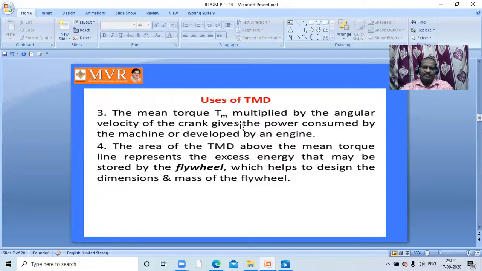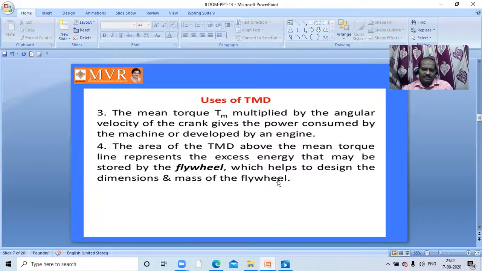How to calculate the torque? We will see that in this class only. The area of the TMD gives the mean torque. The line represents the excess energy that may be stored by the flywheel, which helps to design the dimensions and mass of the flywheel. The design and dimensions of the flywheel will be taught in the coming classes.